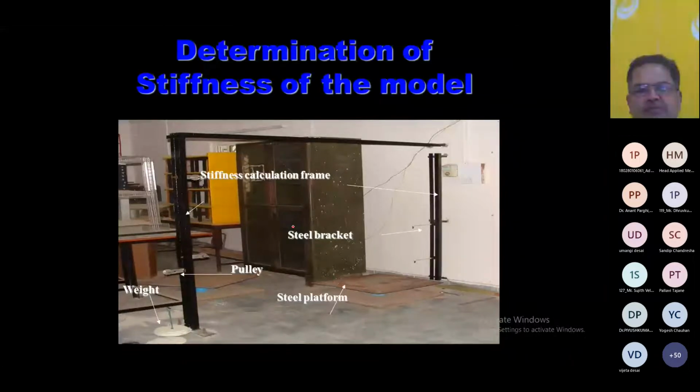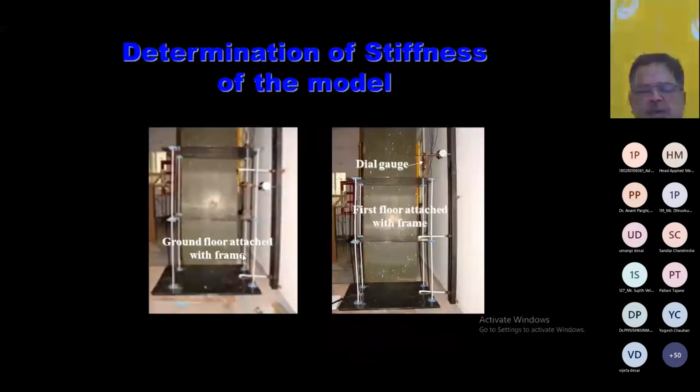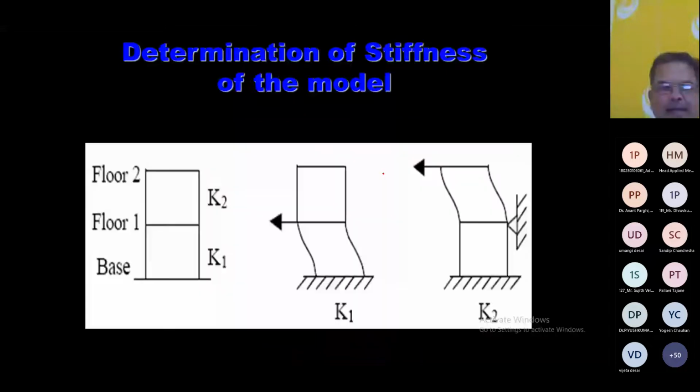You see, if this is the model, this model is capped here, right? And we are restraining the movement of this slab one. It is a two-story model, right? So we are restricting the movement. We are holding it, and we only allow the top story or the top floor to move, right? It will be like this. Right? So it is a two-story model. Now here what we are doing, we are applying the load at the floor one, right?